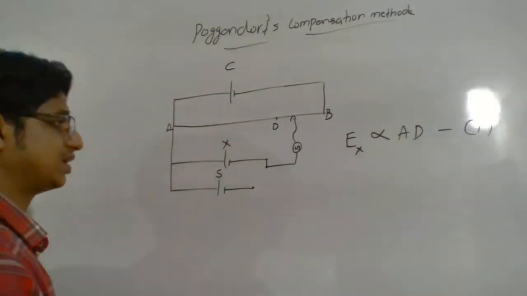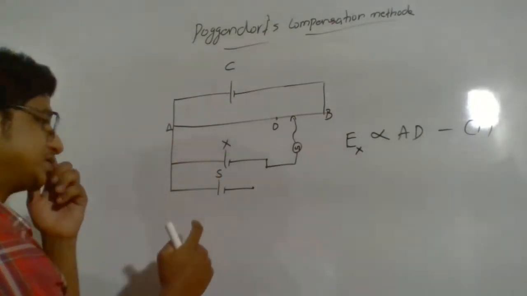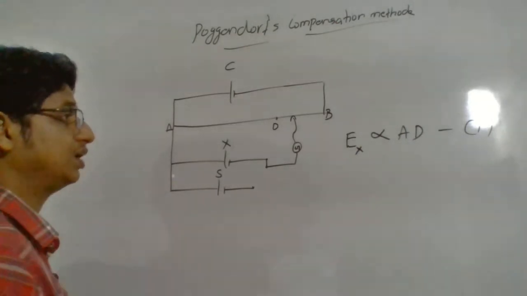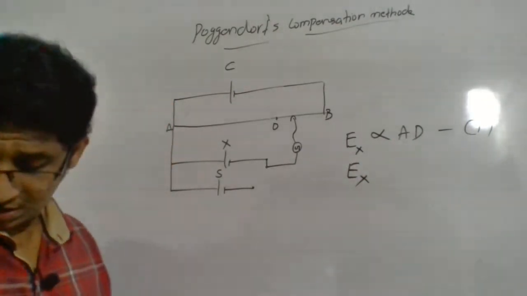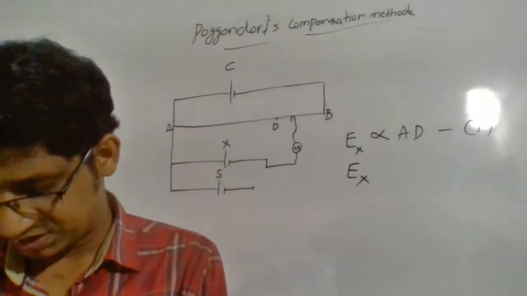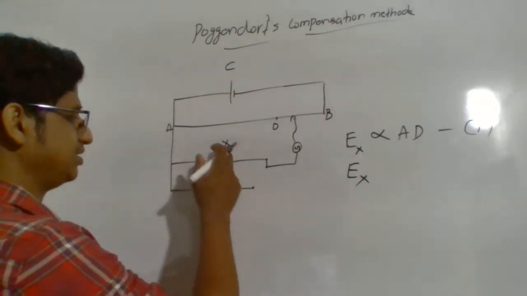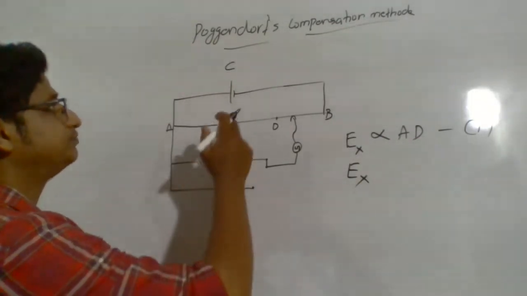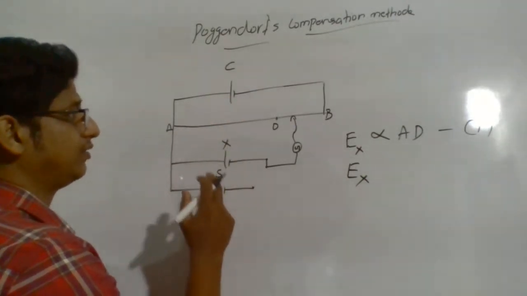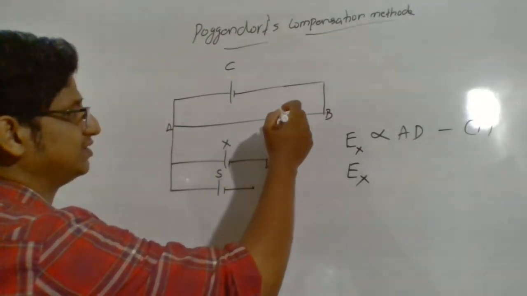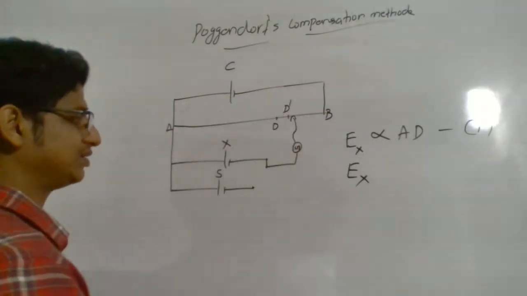Now you can reverse the key so that this time the electric current passes through the standard cell. S stands for standard cell, usually the Weston standard cell. This time we reverse the key, which allows the EMF to pass through the standard cell, and we adjust the jockey. Let it be D dash this time, so that a null deflection is obtained at this length.